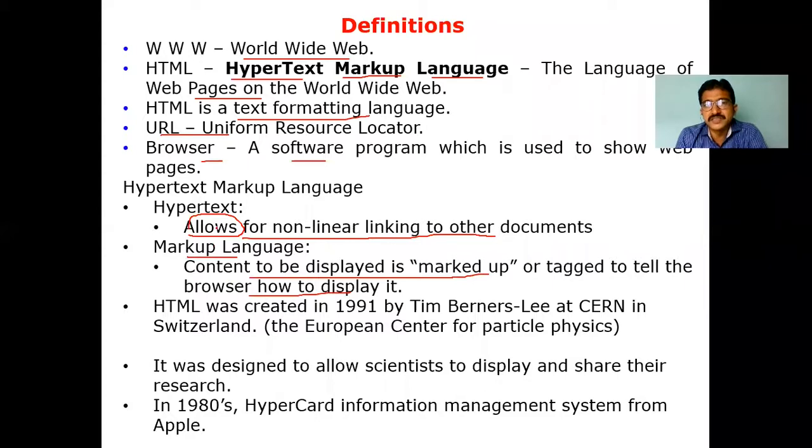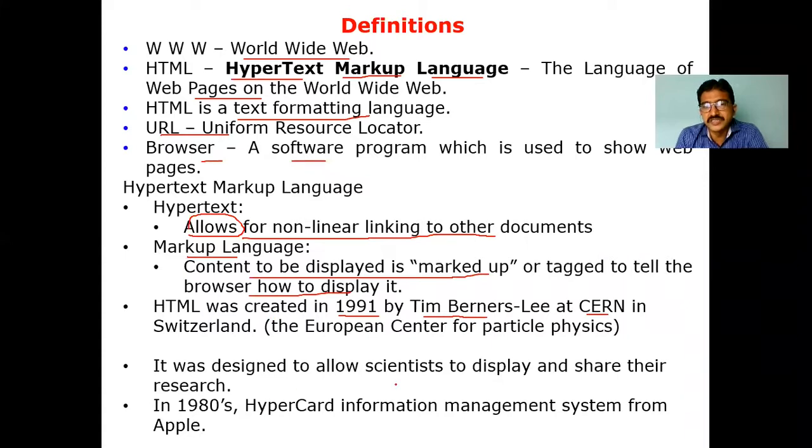Now, combining these, the definition of hypertext is that it allows non-linear linking to other documents. Those documents have to display in the browser, saying how to display it. And when was HTML created? In 1991, it was created by Tim Berners-Lee at the CERN laboratories in Switzerland, right? So in the year 1991, Tim Berners-Lee created this HTML concept.